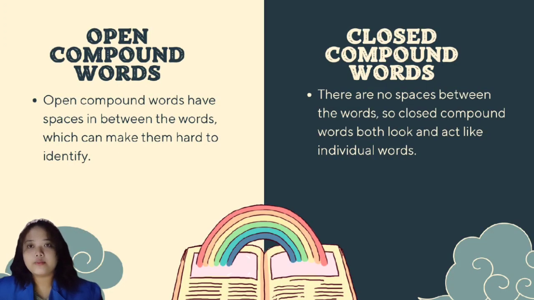This is some explanation about the open compound words. Open compound words have a space in between the words, which can make them hard to identify. Open compound words are mostly nouns and they're used the same as regular nouns. If you want to make an open compound word plural, you usually pluralize only the final word in the group, not all the words.